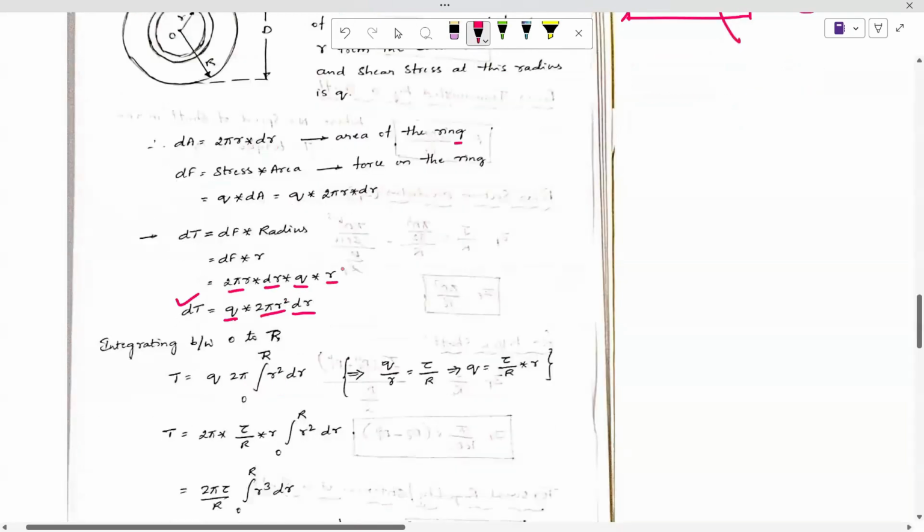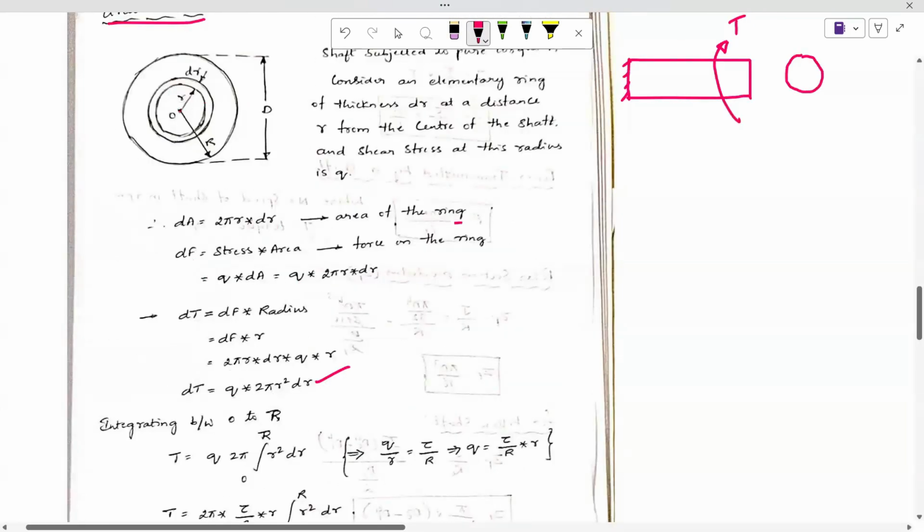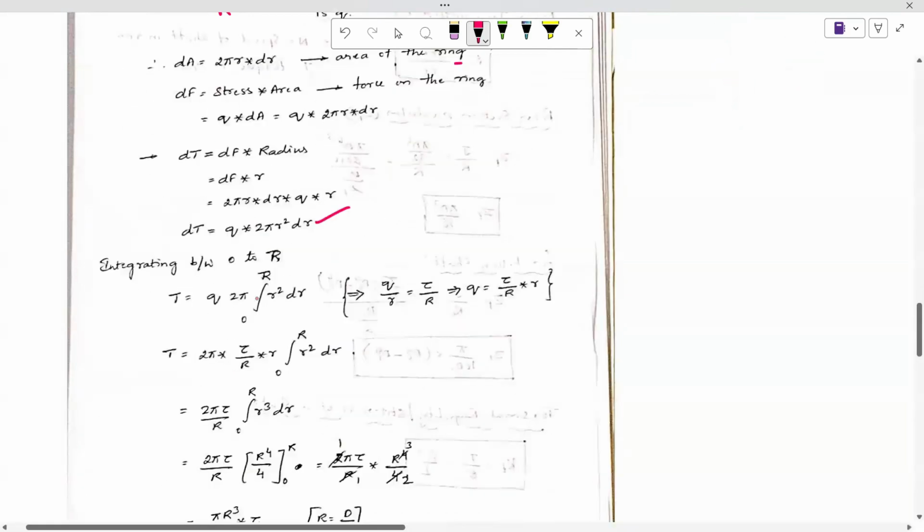Now integrating this equation from 0 to R, that is from the center till the outer surface, where the radius will be capital R. So capital T, the torque, will be equal to q and 2 pi, taking them outside the integration, integral from 0 to R of r square into dr.